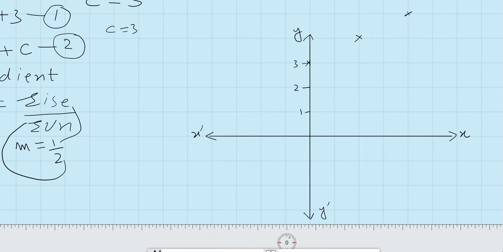And so on. I repeat again, this 3 is our reference point. So rise upon run means 1 is above and 2 is right, then 1 is above and 2 is right, then 1 is above and 2 is right, and so on. In order to draw a straight line, we need 3 or more points. So these are rise and run.